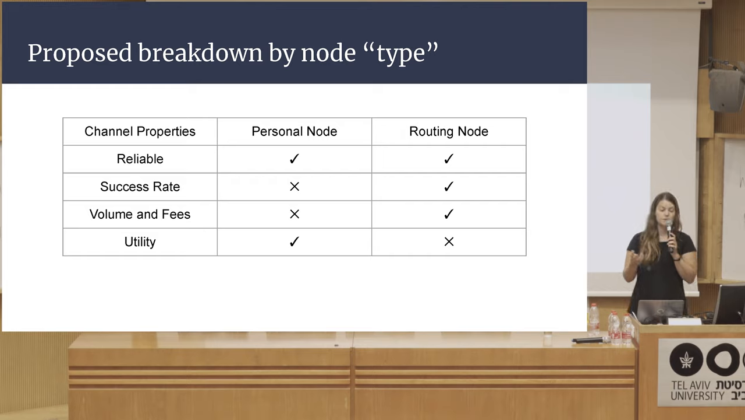So the personal sends you make from that node would make up a much smaller portion of the sends that you do overall, hopefully, because you're routing a lot of payments. So that would be much less important for a routing node.